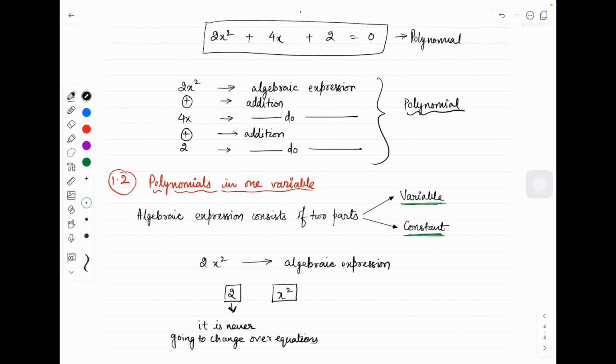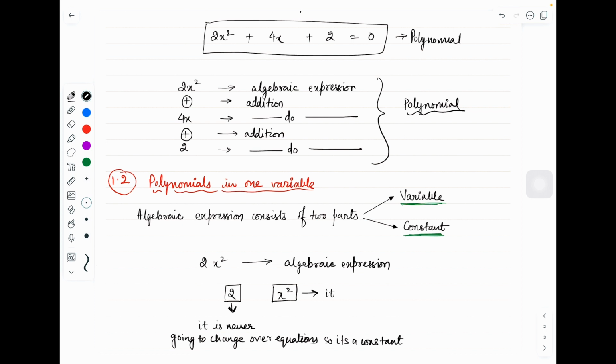See this equation, in this equation 2's value is never going to change. See 2 in this expression, the value of 2 will never change. The value of x may change, because if instead of 0 I write 2 here, the value of x will change, but the value of 2 will never change. Understood? The value of 2 will never change in this algebraic expression. It is a constant.